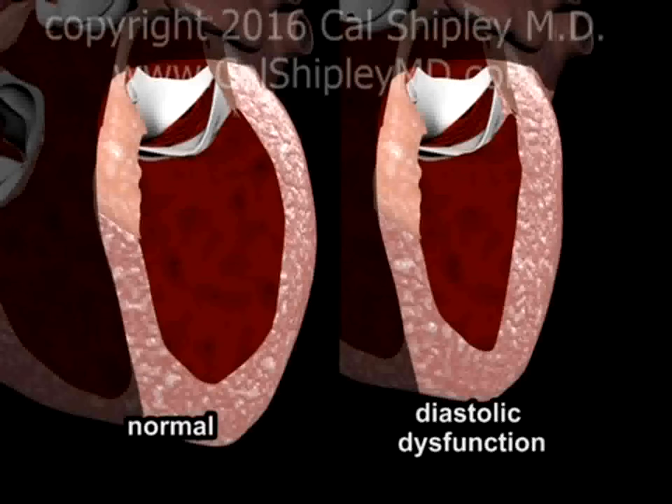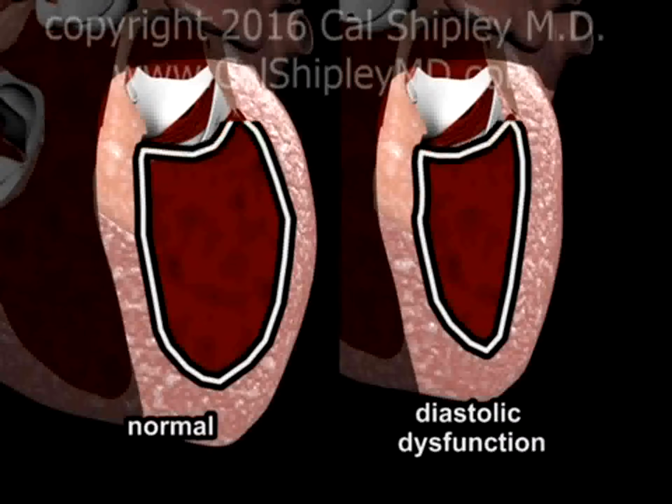Stopping the animation at the point of maximum ventricular relaxation during diastole, it can be seen that the blood volume in the abnormal ventricle is significantly less than the blood volume in the normal ventricle. The decreased filling volume of the abnormal ventricle relates to an inability to relax or stiffness of the cardiac muscle, and has the same underlying causes as those mentioned for systolic dysfunction.